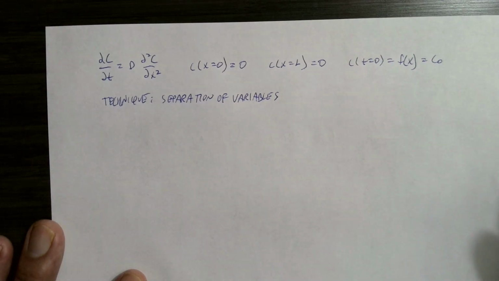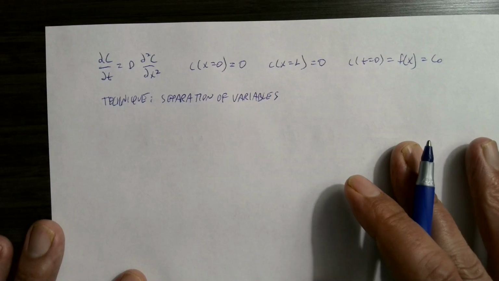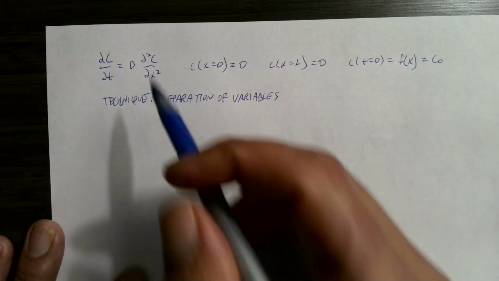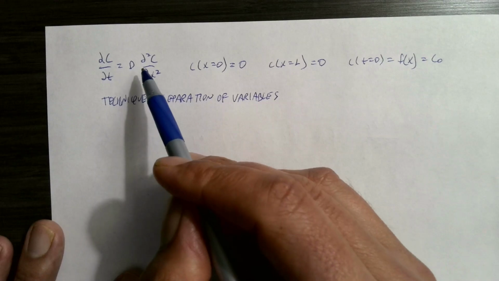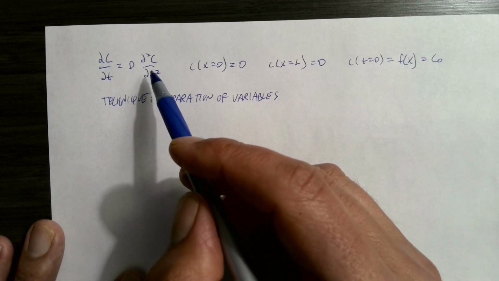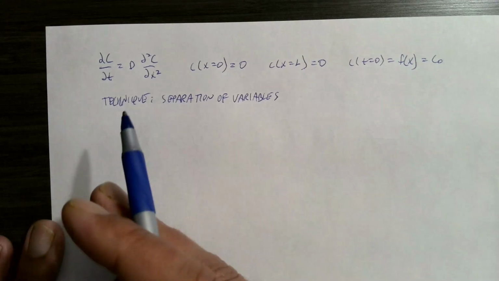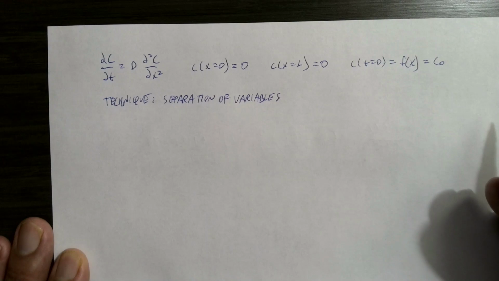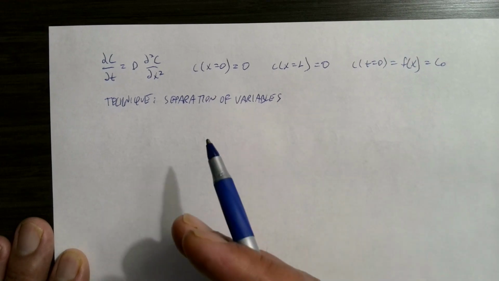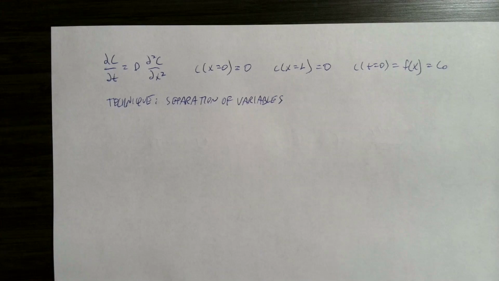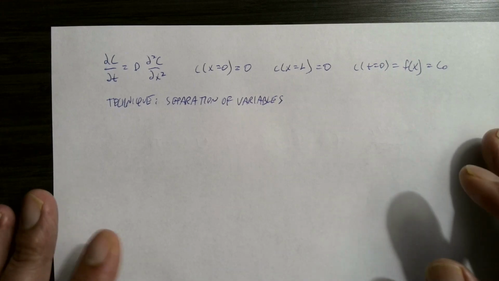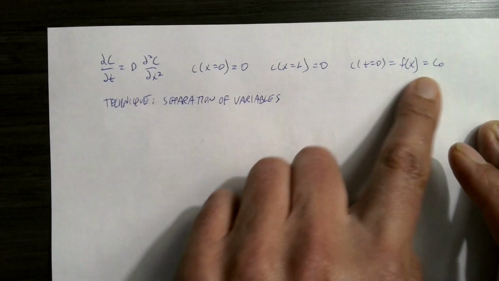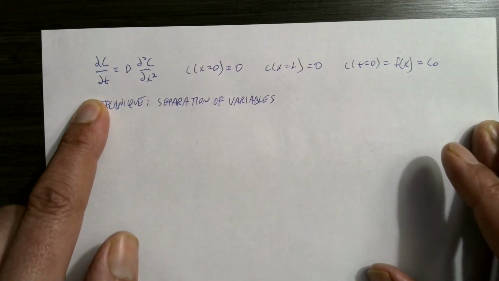And so we can't just guess what that function is going to look like, but we're going to say, hey, maybe it's possible that we can find some function for c. C is a function of x and t. Maybe we can find one function that just has x in it and another function that just has t in it, our other independent variable. And maybe if we multiply those together, we can come up with something that will satisfy all four of these equations at the same time.